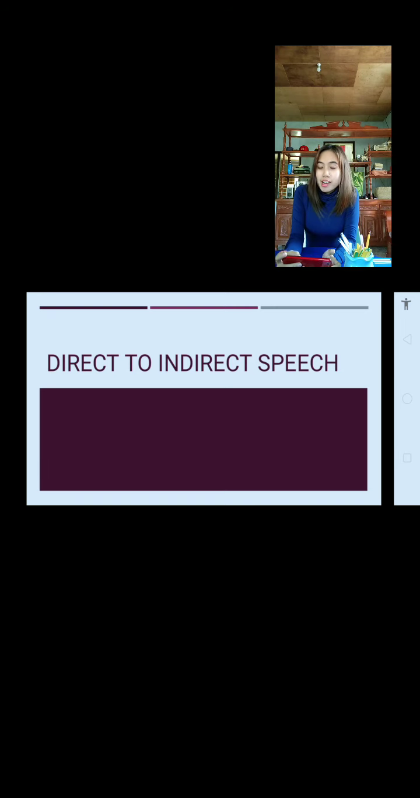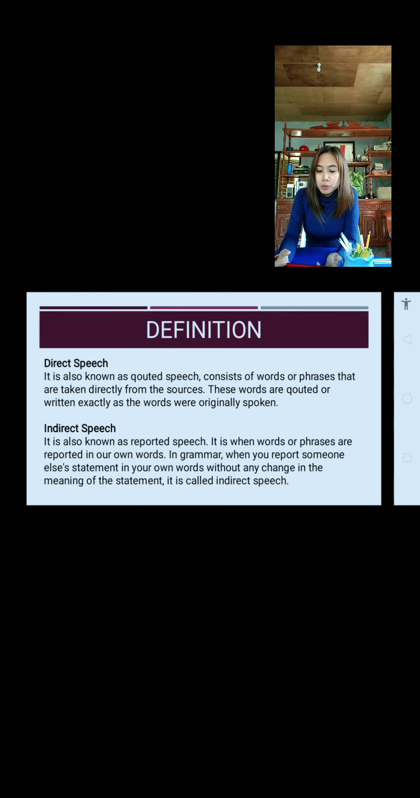Okay, direct to indirect speech. We have here a definition of direct speech and indirect speech. First is direct speech. It is also known as quoted speech, consists of words or phrases that are taken directly from the sources. These words are quoted or written exactly as the words were originally spoken. Indirect speech, it is also known as reported speech. It is when words or phrases are reported in our own words. In grammar, when you report someone else's statement in your own words without any change in the meaning of the statement, it is called indirect speech.